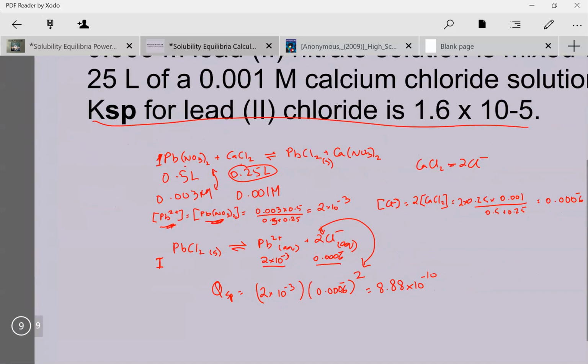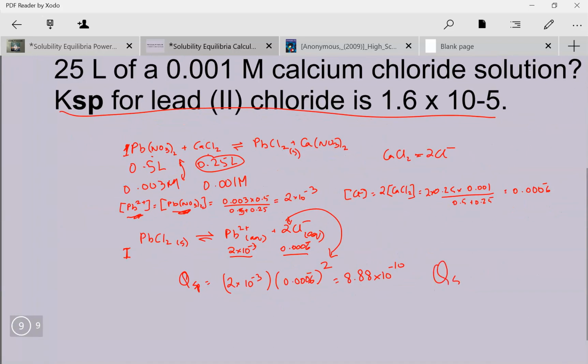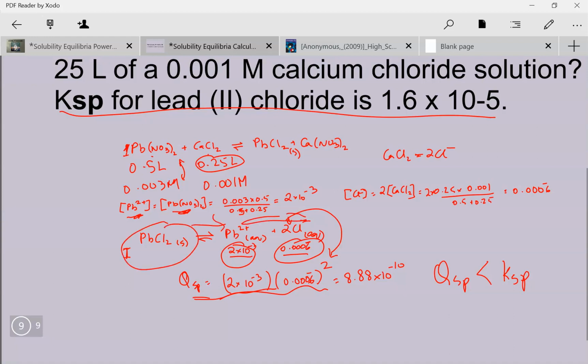Let's compare that to the KSP. The QSP is lesser than the KSP. What does that mean? If my QSP is too small, that means my initial concentrations are too small. That means my precipitate will not form, because all my ions will stay as ions. Even if I add more solid, it will still dissociate into ions because I still haven't reached my equilibrium state yet. That's how you figure out whether a precipitate is forming or not.